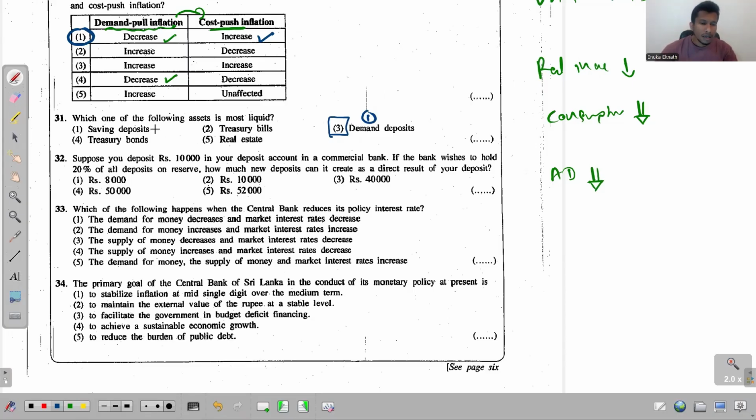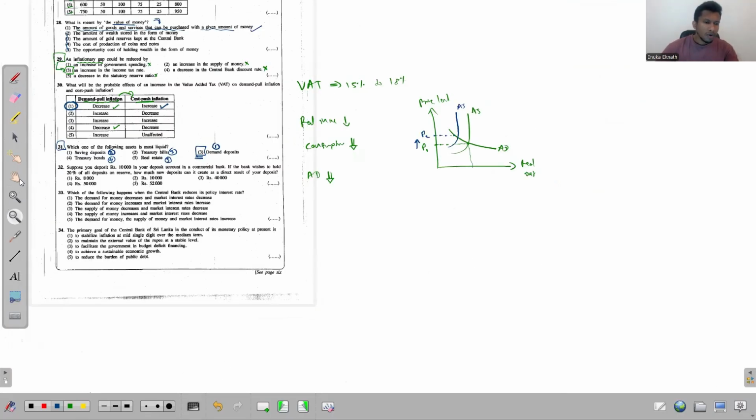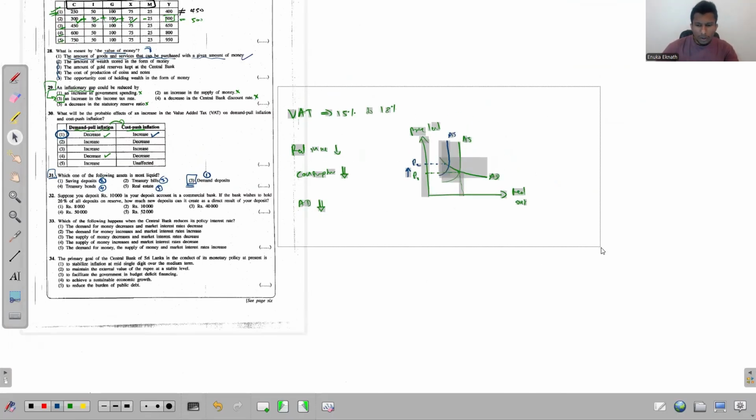And secondly, you get the money in savings account. Then you get the treasury bills. Then comes the treasury bonds, and the least liquid asset here is the real estate. So that's the fifth, right? So the answer for this question 31 is the third one. That's very easy. Right, now we will move to question 32.